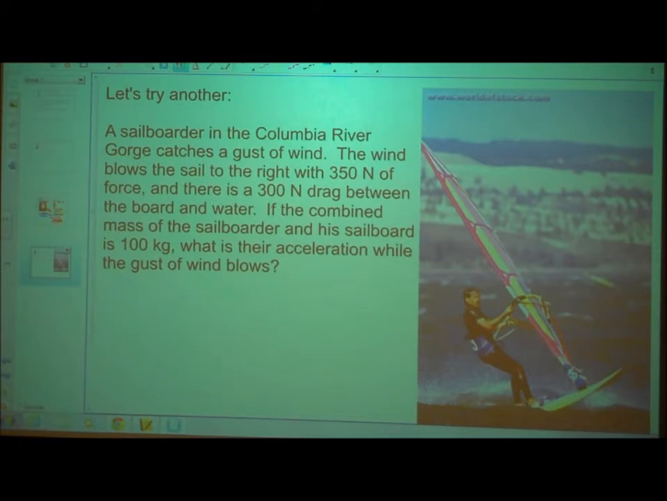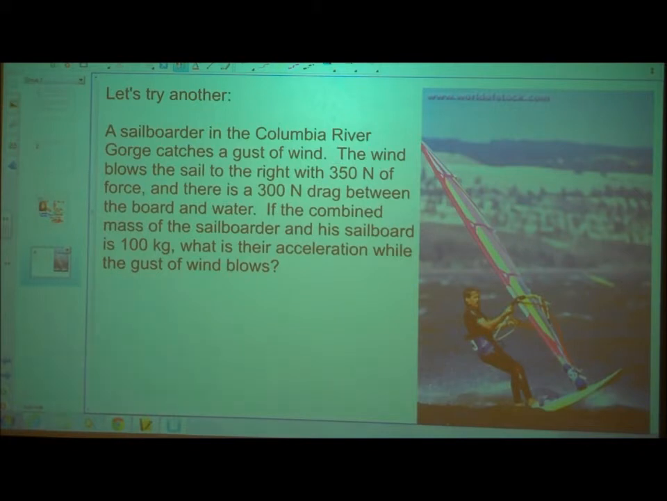All right, here is another example of solving Newton's second law problems with free body diagrams. What we have here is a sailboarder, and he is sailboarding in the Columbia River. We know that the wind is blowing the sail to the right with 350 newtons of force, and there's 350 newtons of force causing drag between the board and the water. What we want to know is the acceleration of this sailboarder.